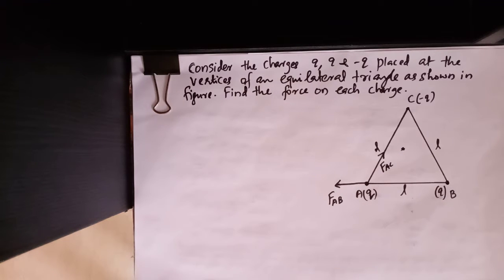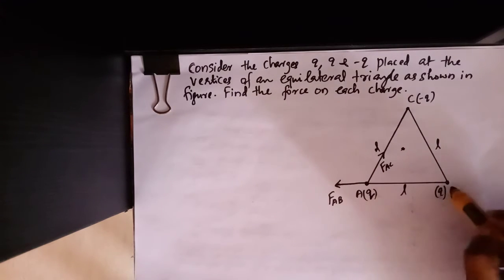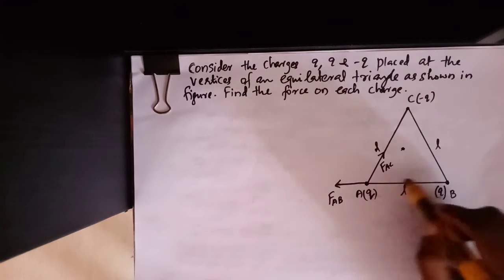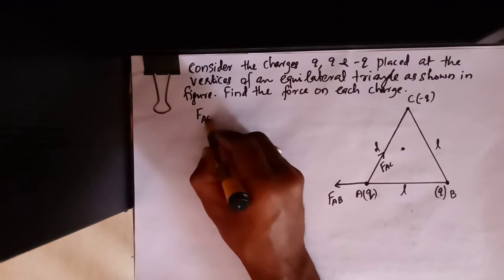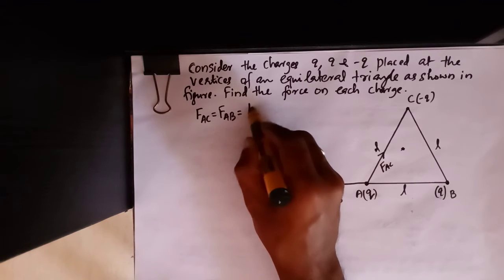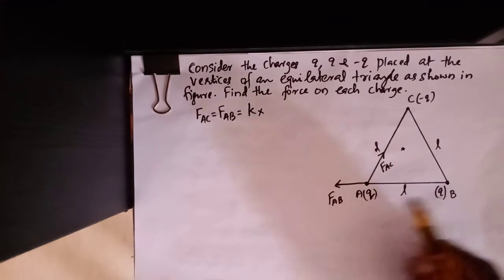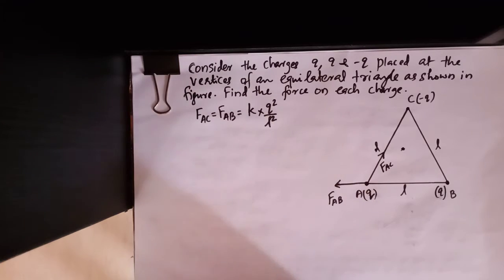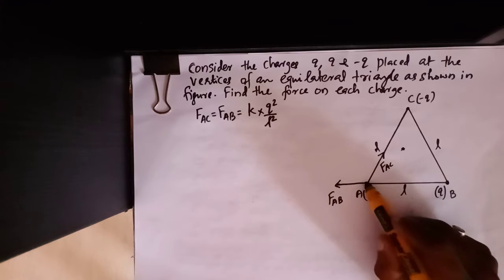What about the magnitude of these two forces? The magnitude will be the same because the distance is the same and the charges are also the same. Only the direction will be different, but the forces will have the same magnitude. I can say FAC is equal to FAB. What is the value? K into the product of the charges, where K is 1 by 4 pi epsilon 0. It will be K Q square by distance square, and distance square is L square. So we have got these two forces acting on this charge.